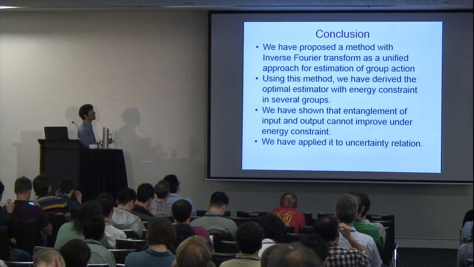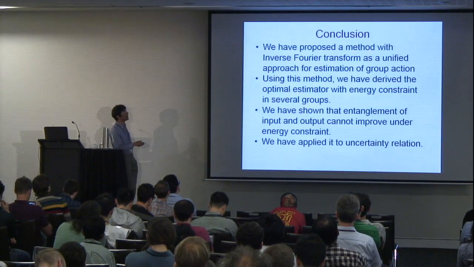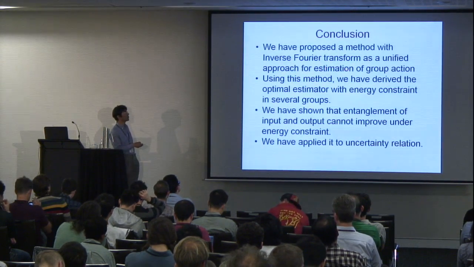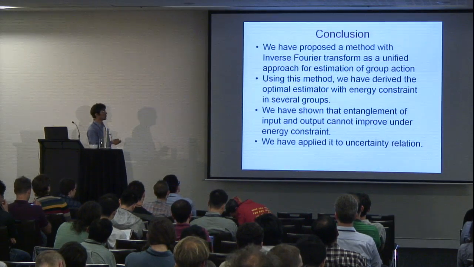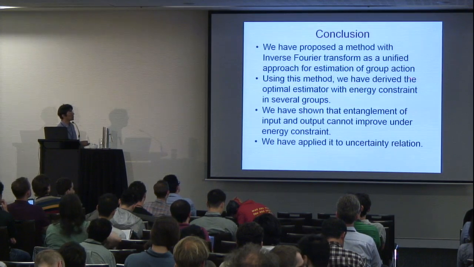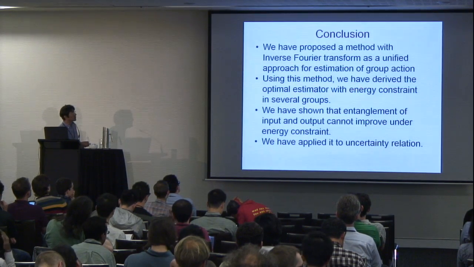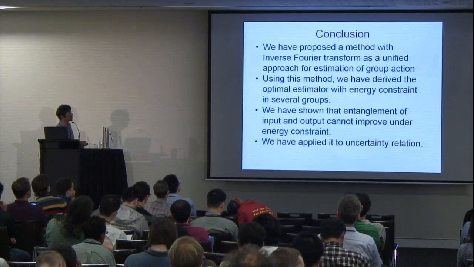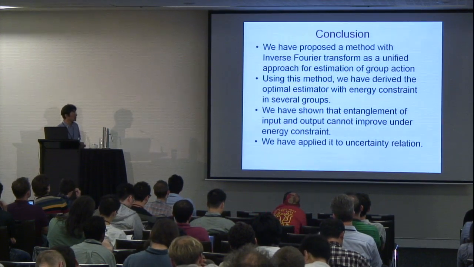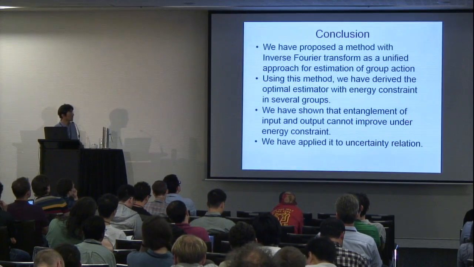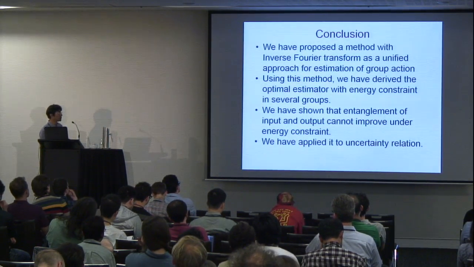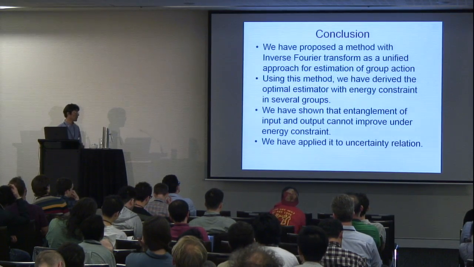Then this is the conclusion. We have proposed a method with the inverse Fourier transform as a unified approach for the estimation of group action. Using this method, we have derived the optimal estimator with energy constraint in several groups. And also, we have shown that entanglement of input and output cannot improve the estimation under the energy constraint. We also have applied our result to the uncertainty relation.